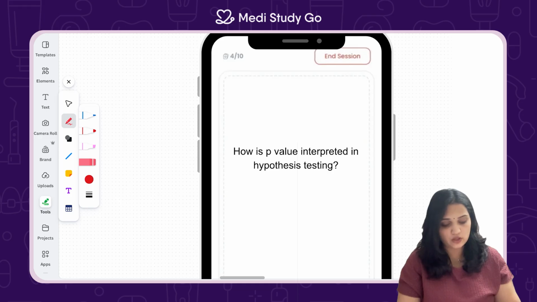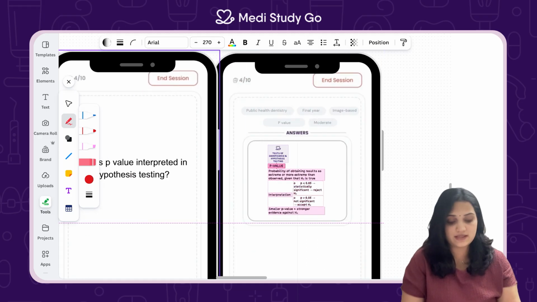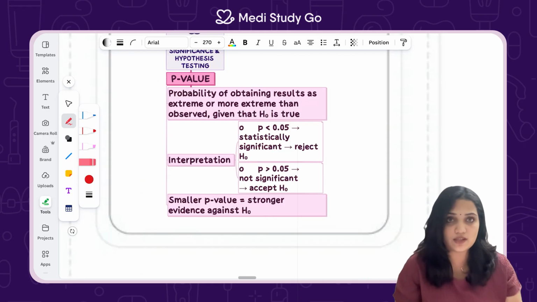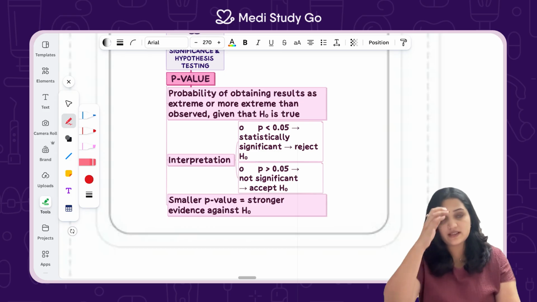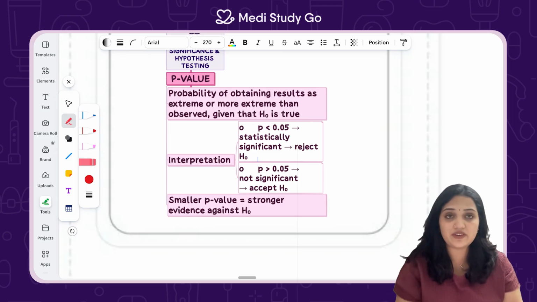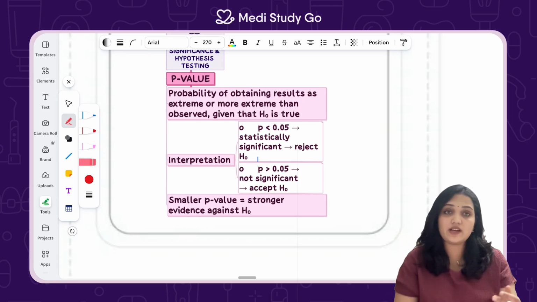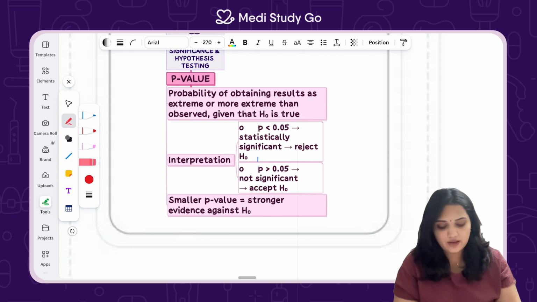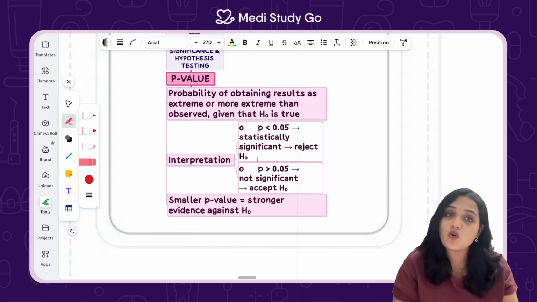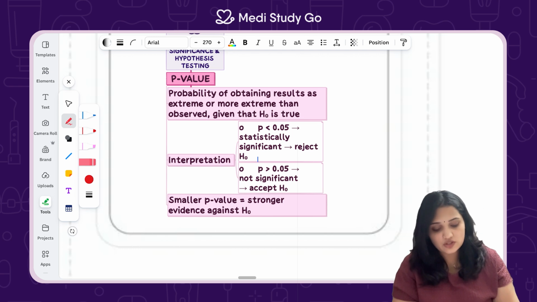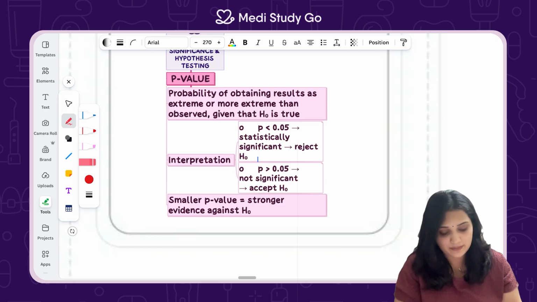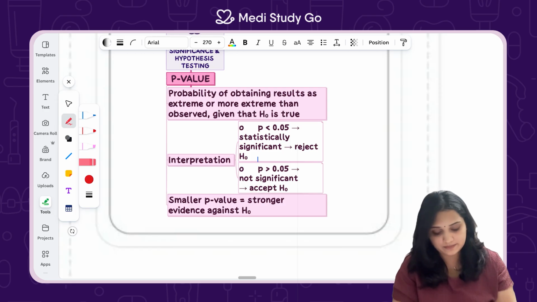How is p-value interpreted in hypothesis testing? If it's less than 0.05, it means that it is statistically significant and you can reject your null hypothesis. If the p-value is more than 0.05, then it is not significant, so you accept your null hypothesis.